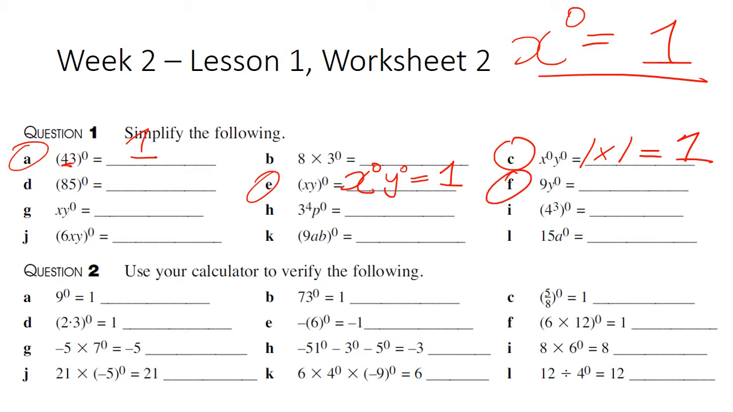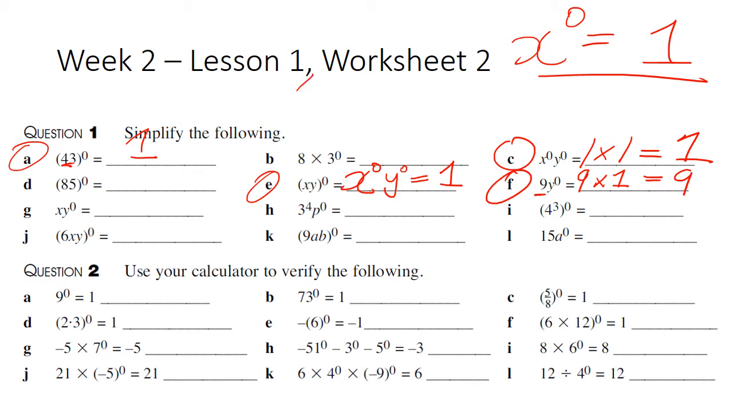But this time, let's look at F. If I have 9 and then y to the power of 0, does that whole thing equal 1? Have a think about it. Does it equal 1? No, it doesn't. Why not? Let's have a look. 9 is just 9, right? y to the power of 0 becomes 1. So the answer will be 9 times 1, which is 9, right?